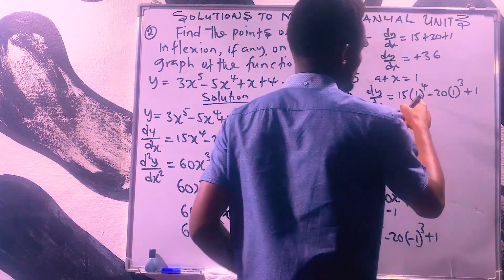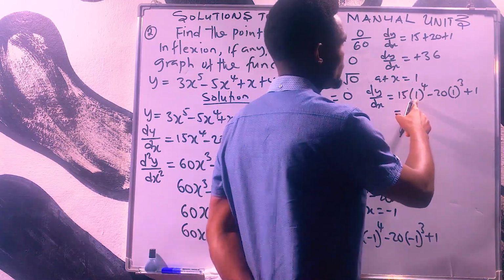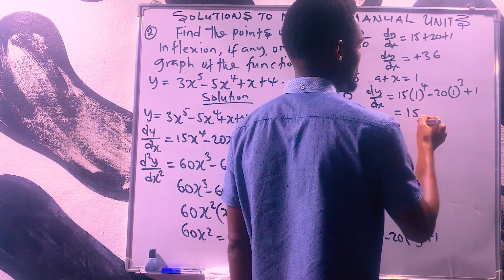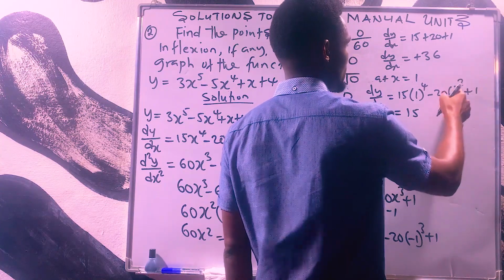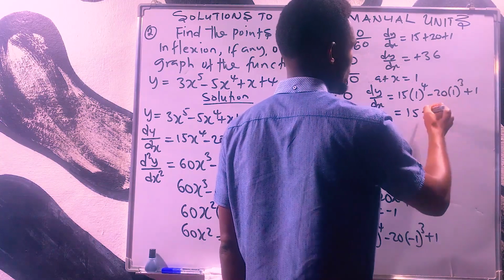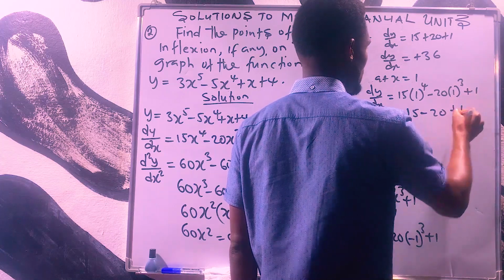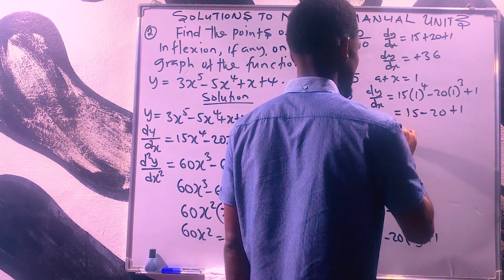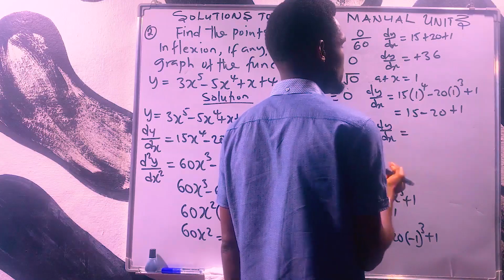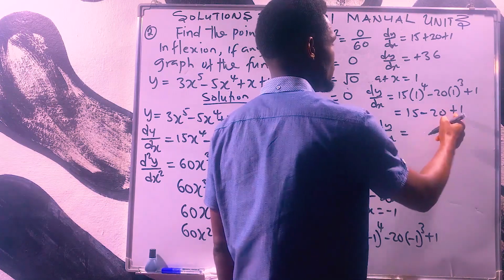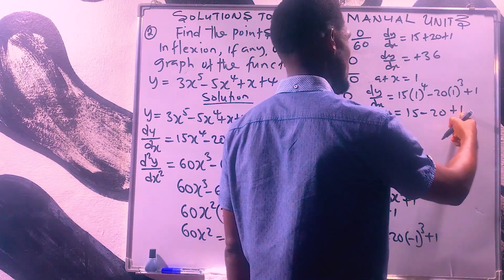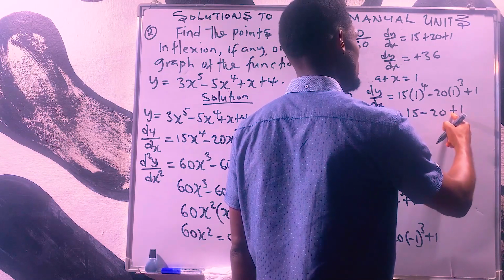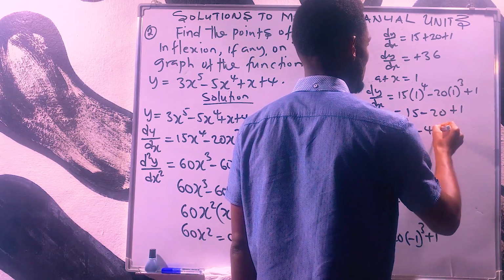So this is equal to 1 raised to the power of 4 is 1. 1 times 15 is 15. 1 raised to the power of 3 is 1. 1 times minus 20 is minus 20, plus 1. So it means that dy/dx is 15 minus 20 is minus 5. Minus 5 plus 1 is minus 4.